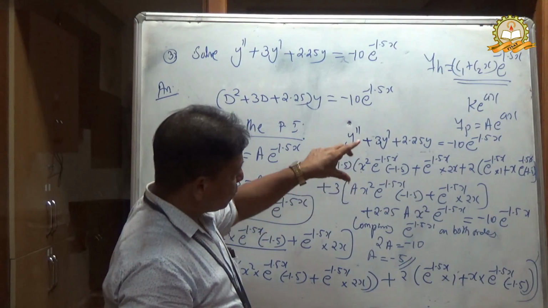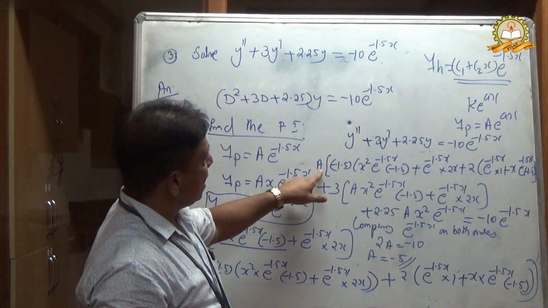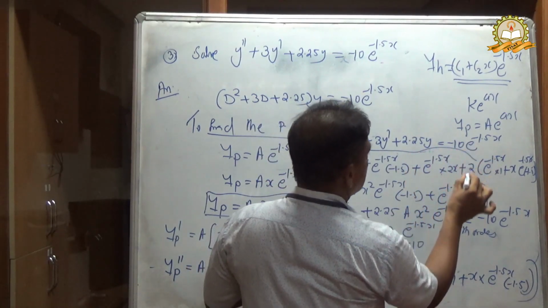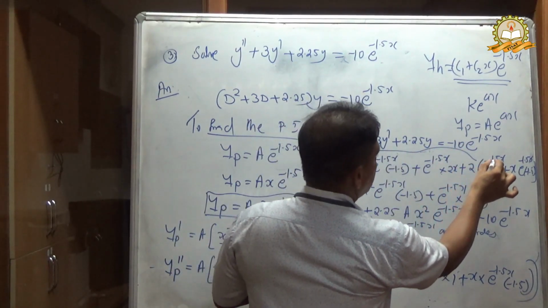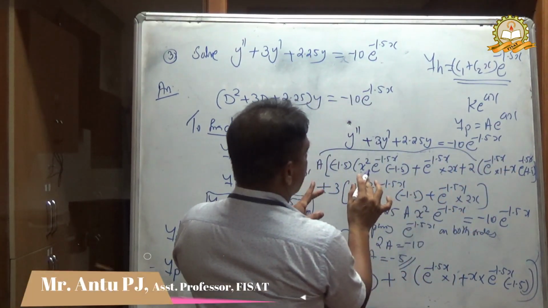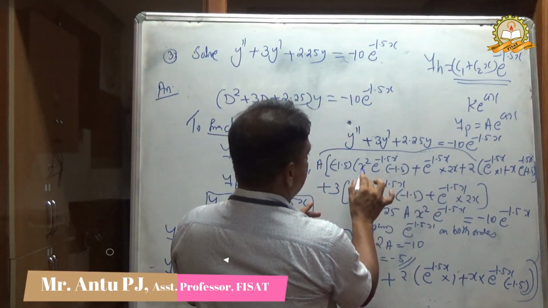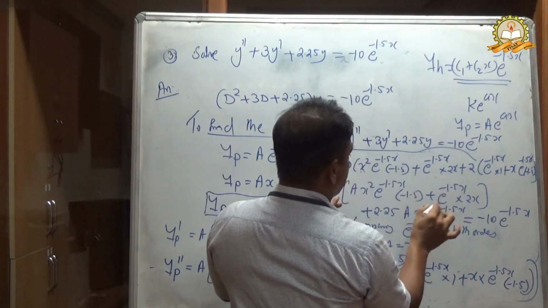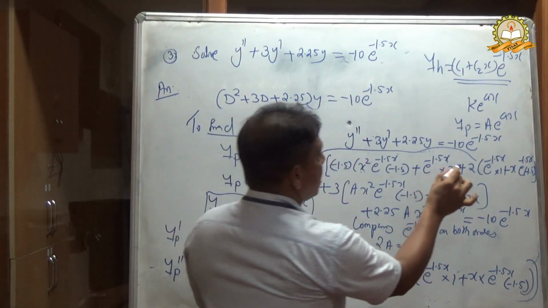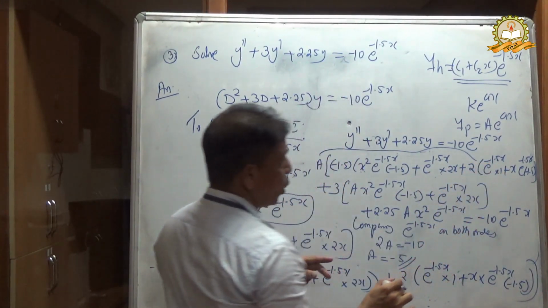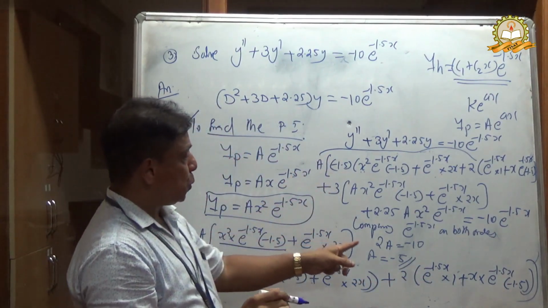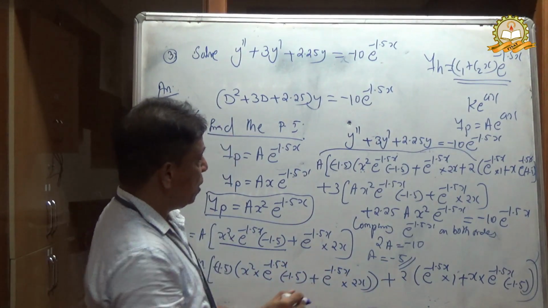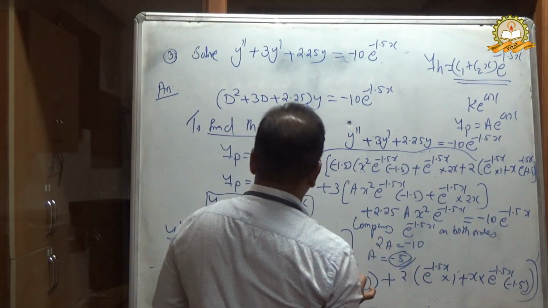In this equation, after substituting, we take the 2a e^(-1.5x) term. All the other terms contain x² or x. Only one term contains only e^(-1.5x), and its coefficient is 2a. Here 2a is equal to -10. Therefore, a is equal to -5. Therefore, we arrive at the result -5.